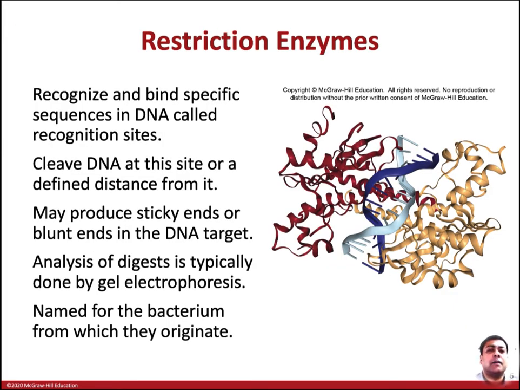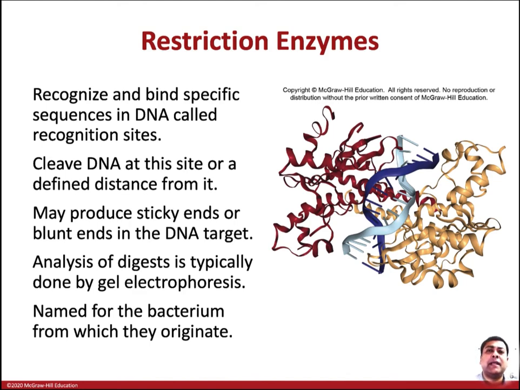So let's first talk about the restriction enzymes. Here, on the right-hand side, you are seeing the molecular structure of a restriction enzyme, which is a dimeric molecule. It could be many different types, and it is bound to the DNA. The overview is that it recognizes and binds specific sequences in the DNA called recognition sites. And these recognition sites are palindromic in sequence.